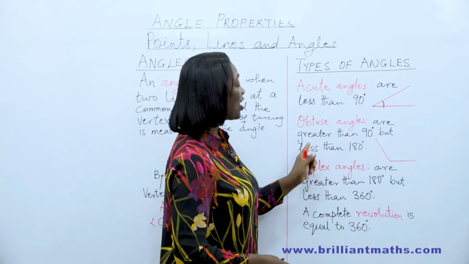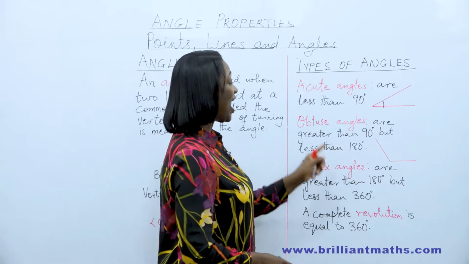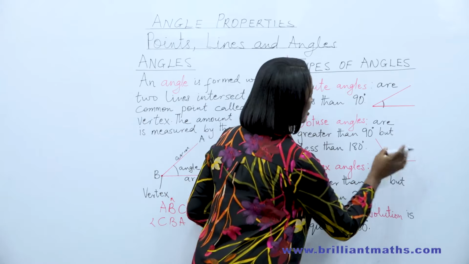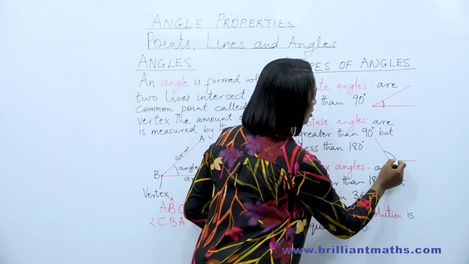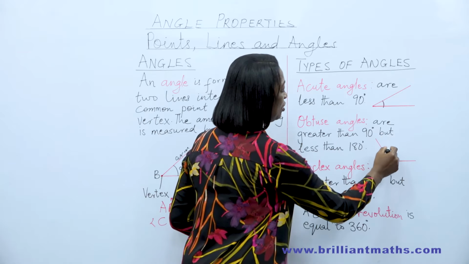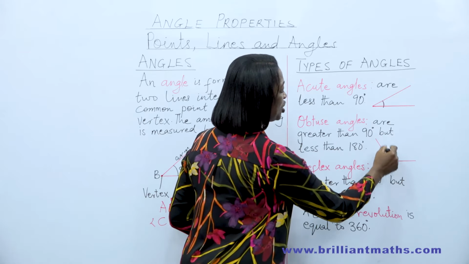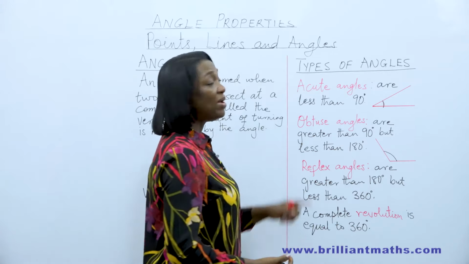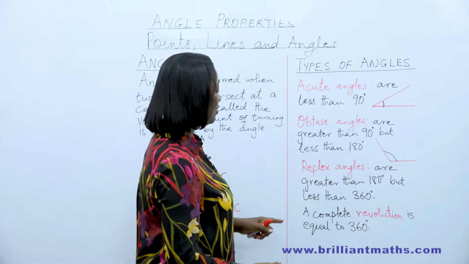Obtuse angles are greater than 90 degrees, but they are less than 180. So this is an obtuse angle. It's greater than 90. An angle of 90 will ordinarily be perpendicular. The lines will be perpendicular. But it's greater than 90 degrees, but less than 180.